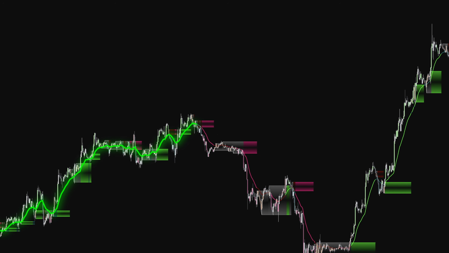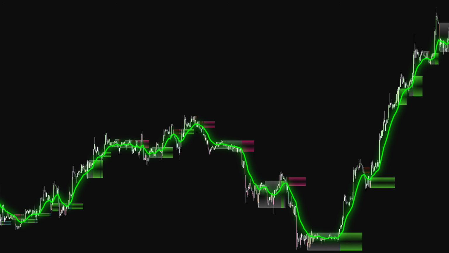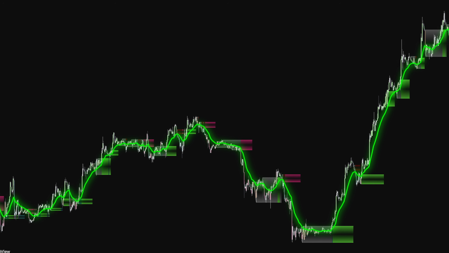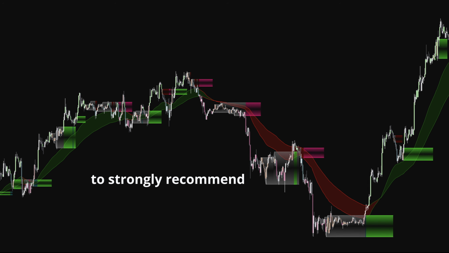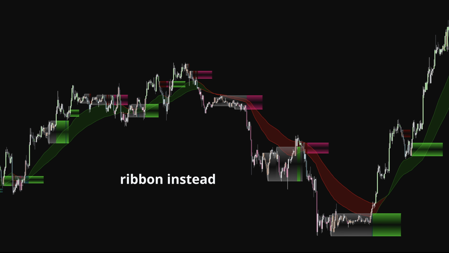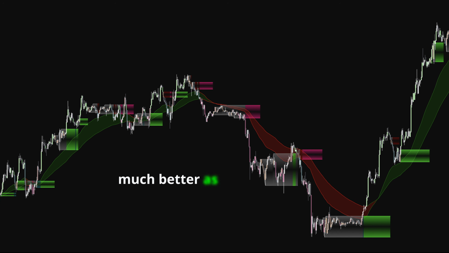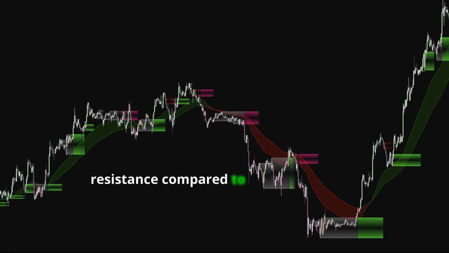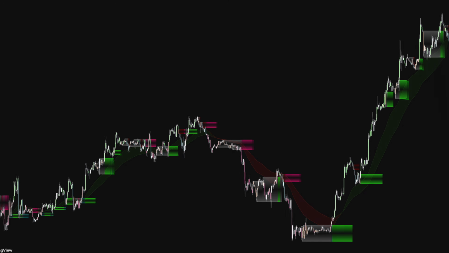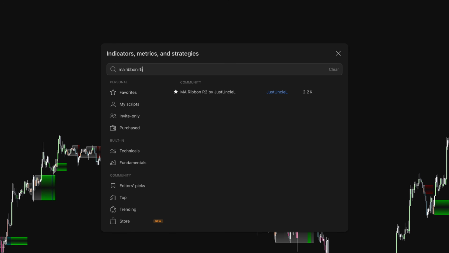The OWC does have its own built-in moving averages with different types you can enable and use to filter the trend, but I'm going to strongly recommend using an EMA ribbon instead. In my opinion, the ribbon eliminates a lot more noise and works much better as dynamic support and resistance compared to any single moving average. I've chosen one that I use in most of my strategies because it's effective and meets our needs perfectly.